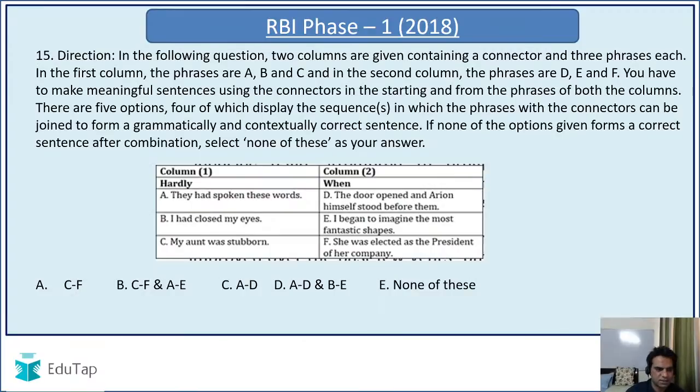All right, guys, let's look at the next question. Similar pattern, you have to do the same thing. So the opening conjunction is "hardly" and "when". Now read the sentences and try to figure out the combination, guys.